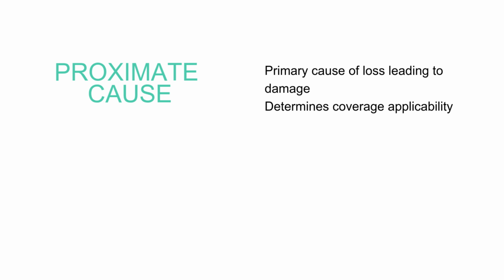Proximate cause. Proximate cause is the event that sets in motion a chain of events leading to loss. It determines coverage. Example, lightning strikes a tree that falls on a home. Lightning is the proximate cause, which may trigger fire coverage. Exam questions often present chain of event scenarios.